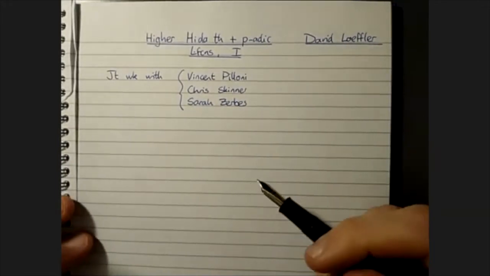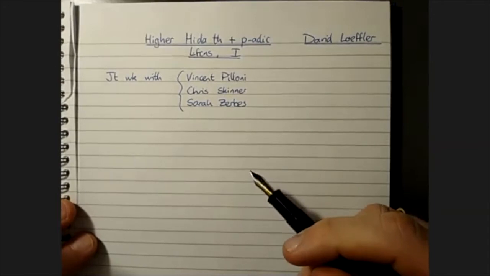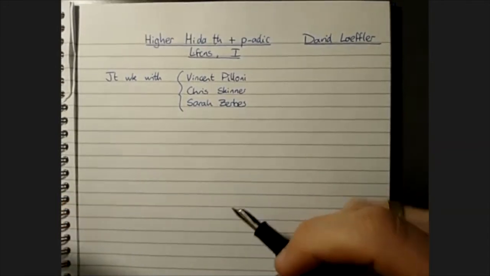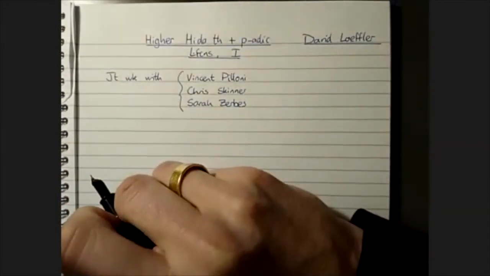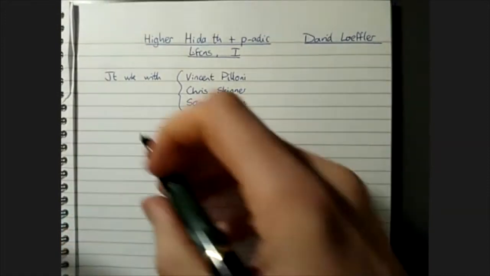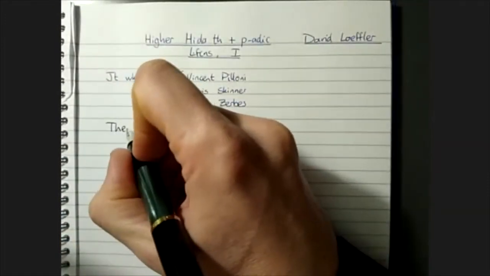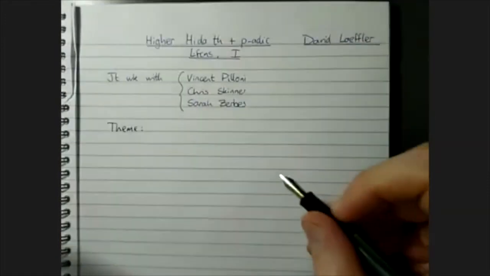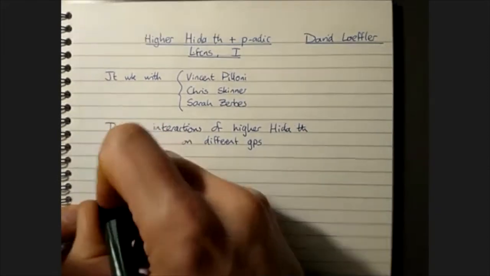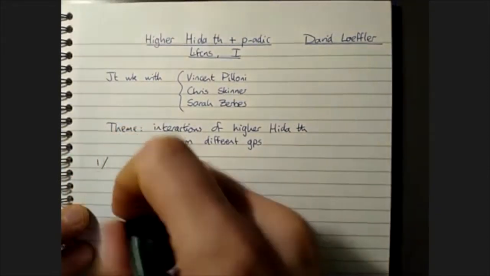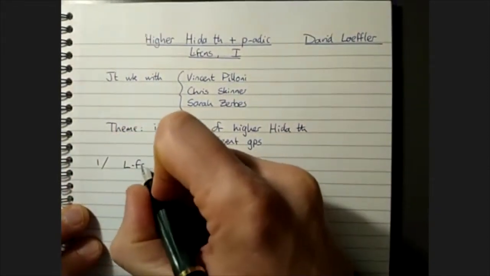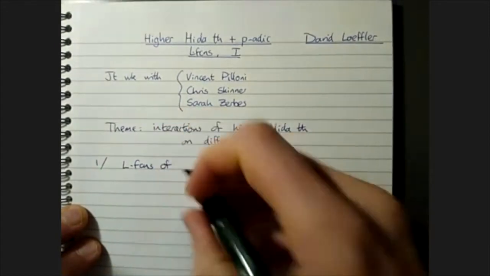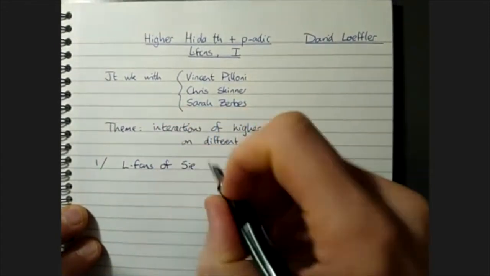So the aim of these lectures is to explain some applications of higher Hida theory to constructing p-adic L functions, and really the theme here is the interaction of higher Hida theory and Hida-Coleman theory on different groups. So let me start by talking a little about L functions of Siegel modular forms.